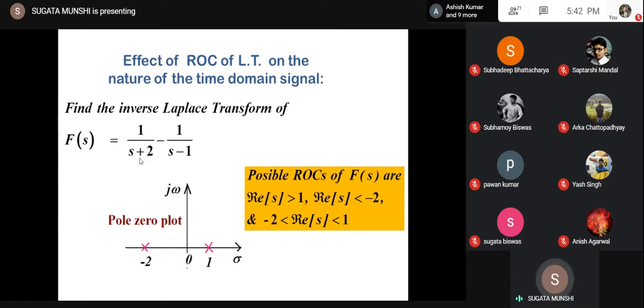So in the MCQ, you may be given the expression for F(s) either in this form or as a ratio of numerator polynomial and denominator polynomial, with the denominator polynomial either factorized or converted into a quadratic. And you may be asked, given several ROCs, to select the correct combination. That type of question is very common, because to determine the ROC, simply the concept is required, not much mathematical calculation at all.